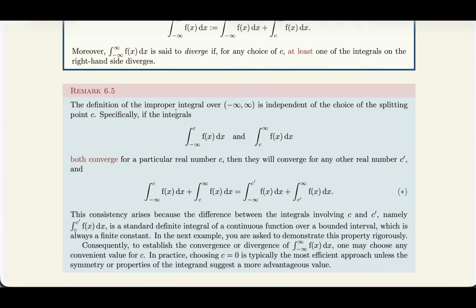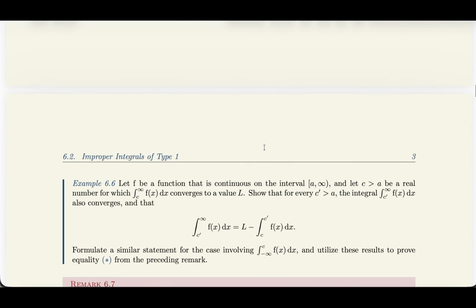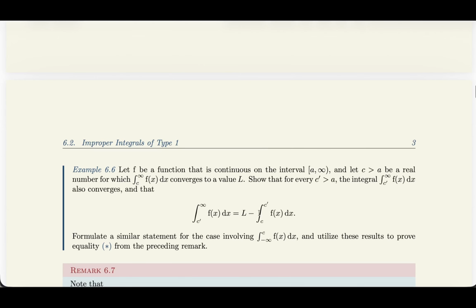So the definition of the improper integral is independent of the choice of the splitting point c. Specifically, if these two integrals both converge for a particular real number c, then they will converge for any other real number c prime. So it doesn't matter. And then the good news is that if you use c and then add them up, it will be the same if you use c prime and add them up. So because of that, it is not that hard. Okay? And I have guided you through this example towards a proof.